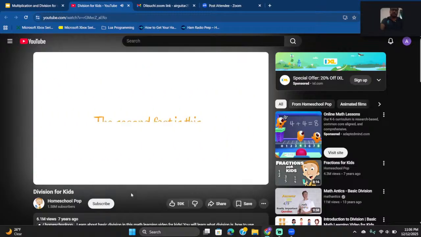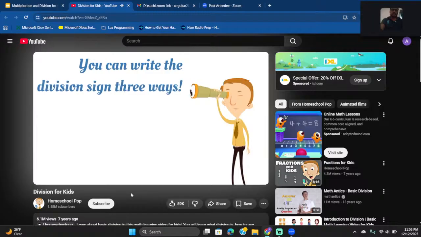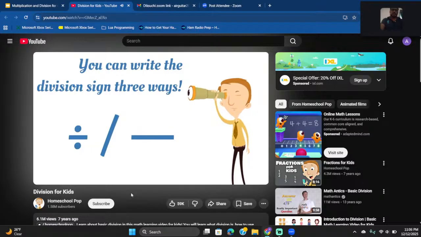The second fact is this. You can write the division sign 3 ways. Not just with that traditional division sign. You can write it like the division sign, or you can write a division problem with the slash, or with a horizontal line.